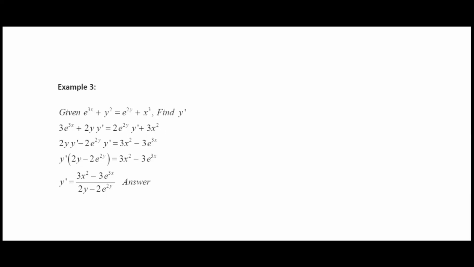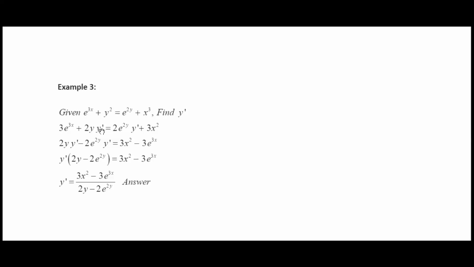Let's look at example 3. Let's find y prime. Well, the derivative of e to the 3x is e to the 3x times the derivative of 3x, remember the chain rule, which is 3. The derivative of y squared is 2y. Put a y prime with it. The derivative of e to the 2y is e to the 2y times the derivative of 2y, which is 2. Put a y prime with it. And the derivative of x cubed is 3x squared.